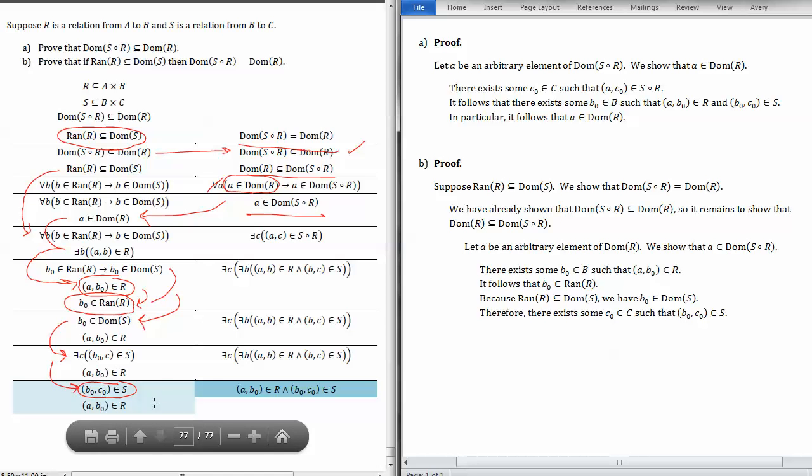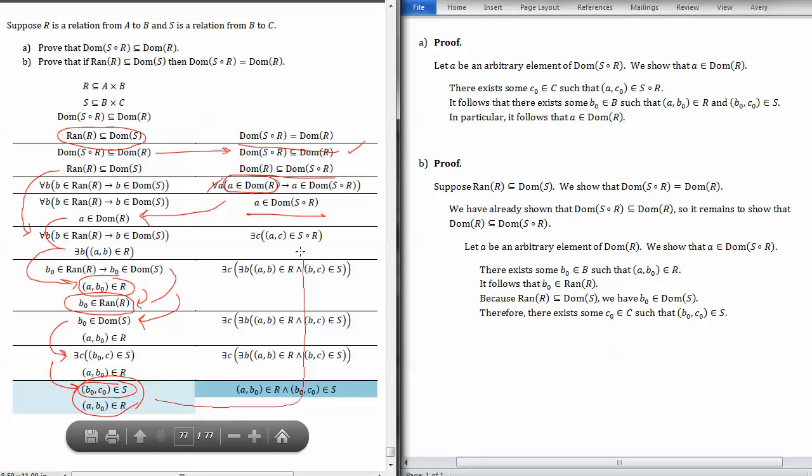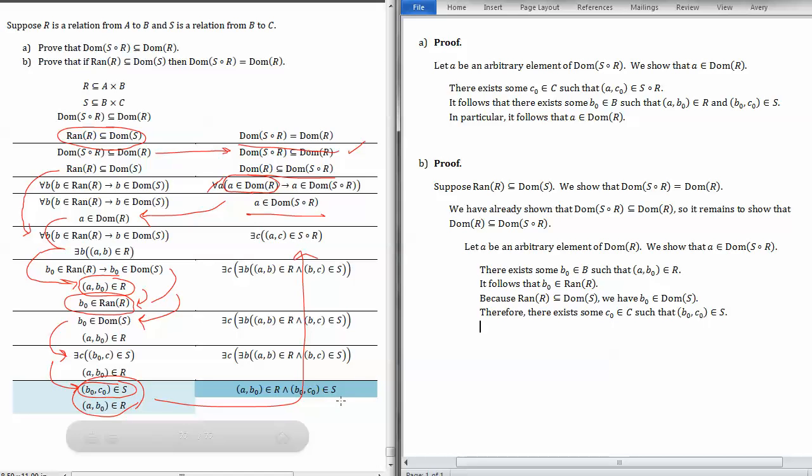Okay, and now we put it together, right? We take that together with A B naught in R, which we had from up above, which we've already mentioned in our proof. And together those give us that, well, let's see, if we have that these two are both in there, then that tells us that A C naught is in S composed with R. There exists a C, in particular C naught.